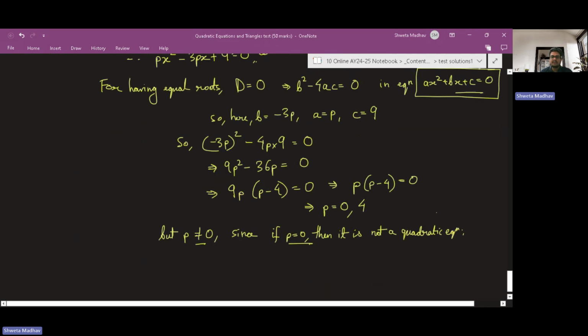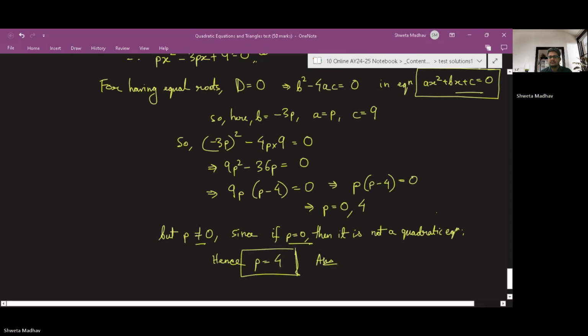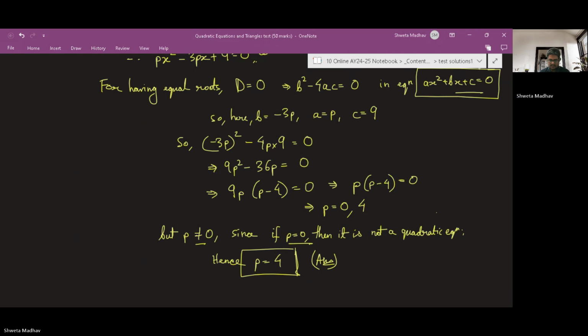So hence p should be equal to 4. So p equal to 4 is the only answer. p equal to 4 is the correct answer.